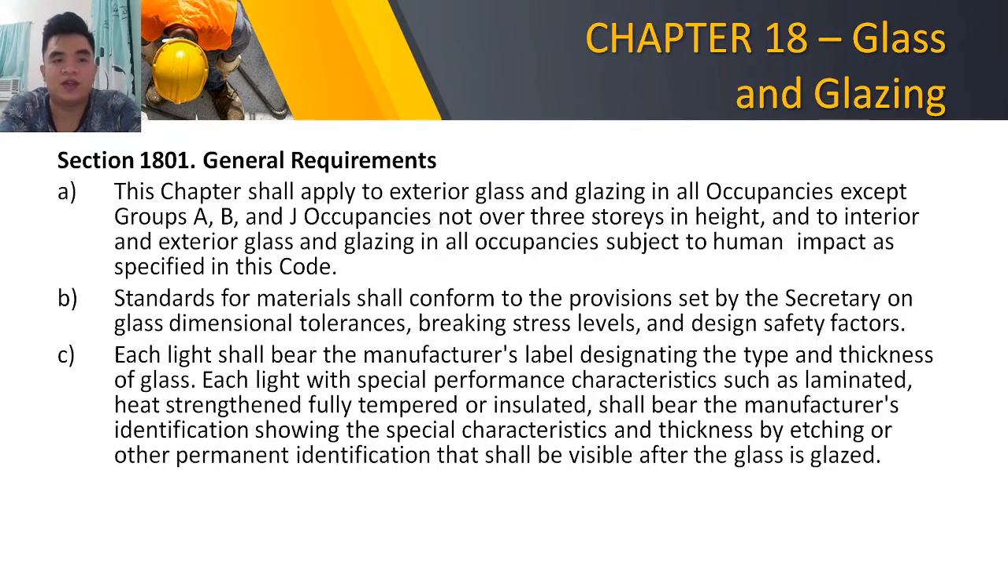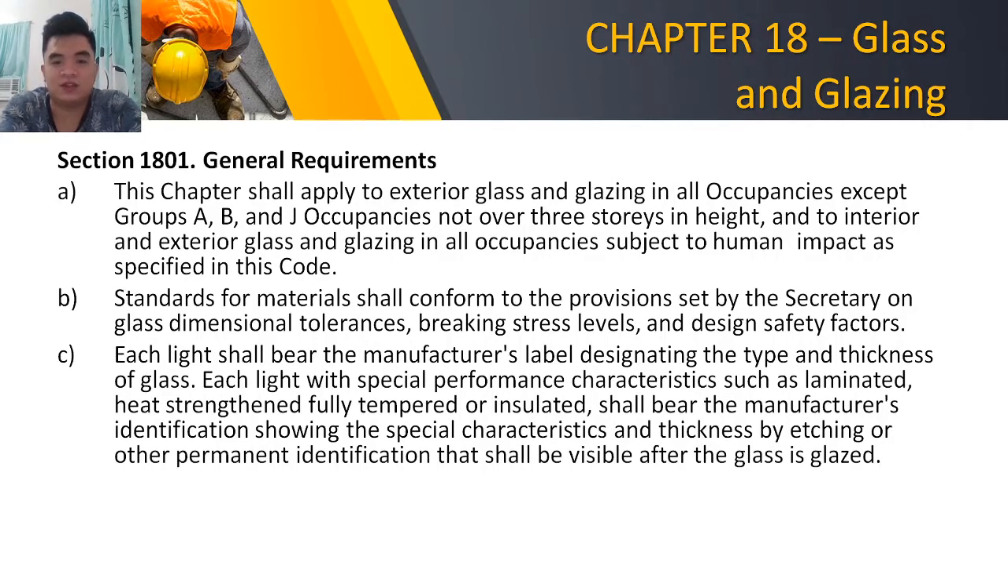Next is section 1801, the general requirements. This chapter shall apply to: one, exterior glass and glazing in all occupancies except groups A, B, and J occupancies not over 3 stories in height; and two, interior and exterior glass and glazing in all occupancies subject to human impact as specified in this code.